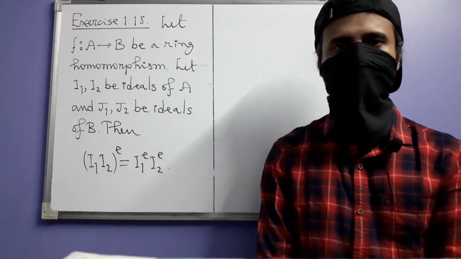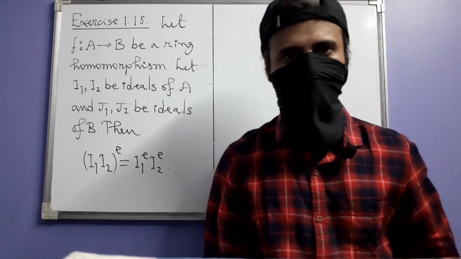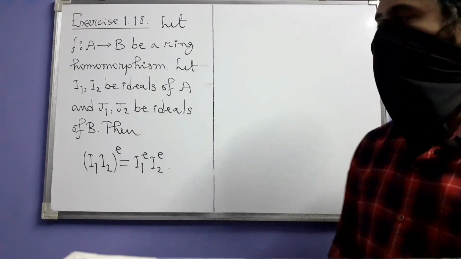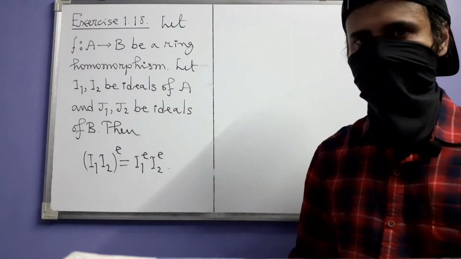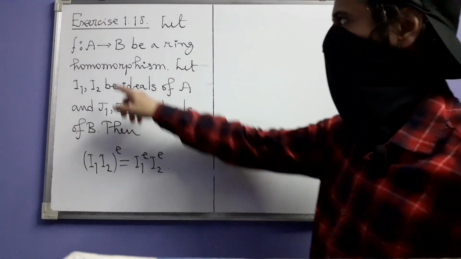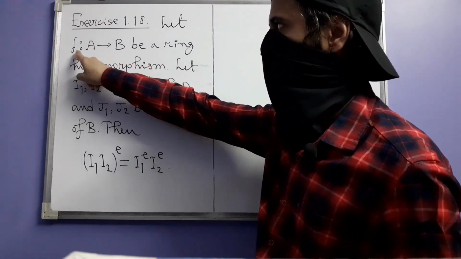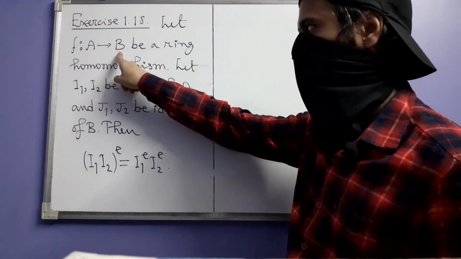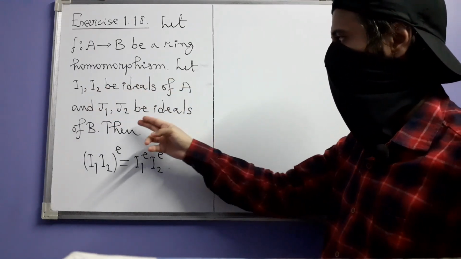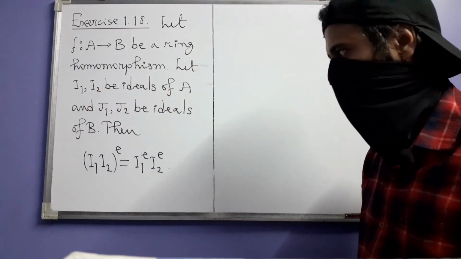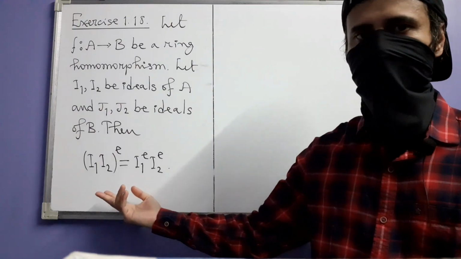So we continue our solution to exercise 118 with two more parts today. Let us just see once more what it was all about, because it's been some time. So we have a ring homomorphism F from the ring A to the ring B. I1 and I2 are two ideals of A and J1 and J2 are two ideals of B. Now this is what we have to prove.